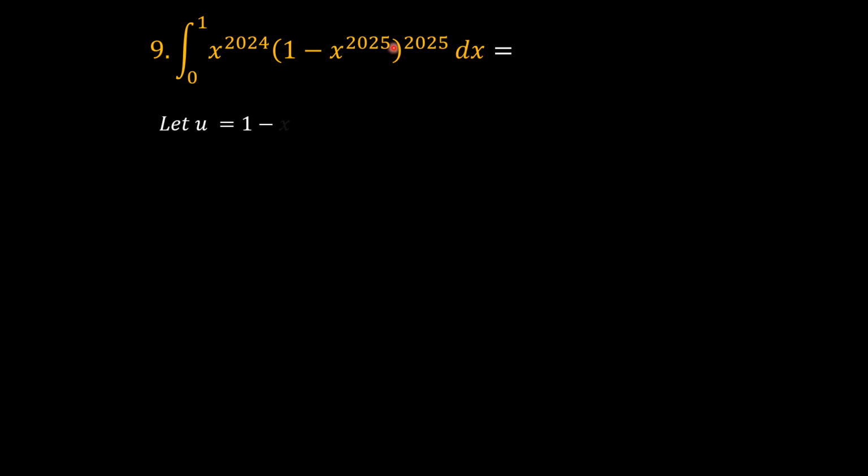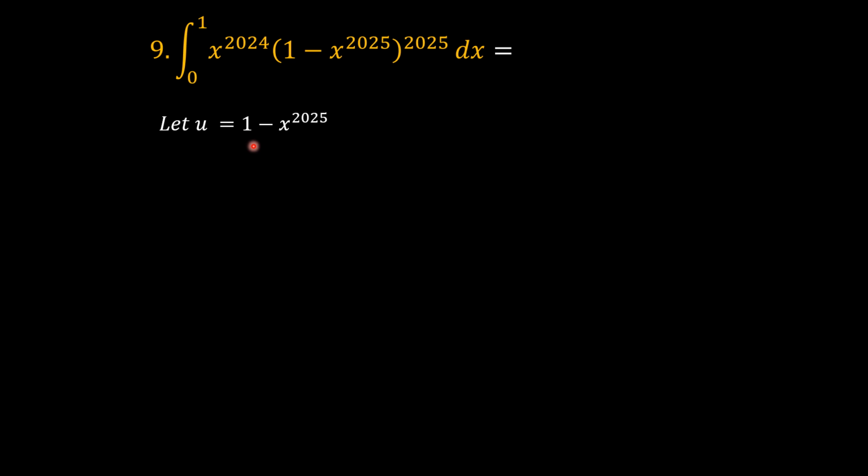So on to problem number 9. The definite integral from x equals 0 to x equals 1 of x to the power 2024 times, open bracket, 1 minus x to the power 2025, close brackets, to the power 2025, is, first of all, we have to substitute the complicated part.